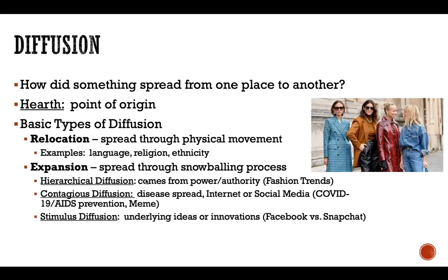Contagious diffusion, right, is again kind of disease spread. You know, you have a COVID-19 example that you can look at. You can see how things go viral on the internet as well. And then we look at stimulus diffusion. And stimulus diffusion is pretty interesting. It basically means, you know, if there wasn't Facebook, there wouldn't be Snapchat, something along those lines. If there wasn't old IBM computers, then there wouldn't be old Apple computers. And if there wasn't old Apple computers, then there wouldn't be PCs. And if there wasn't PCs, then there wouldn't be kind of modern Chromebooks and MacBooks and stuff like that.